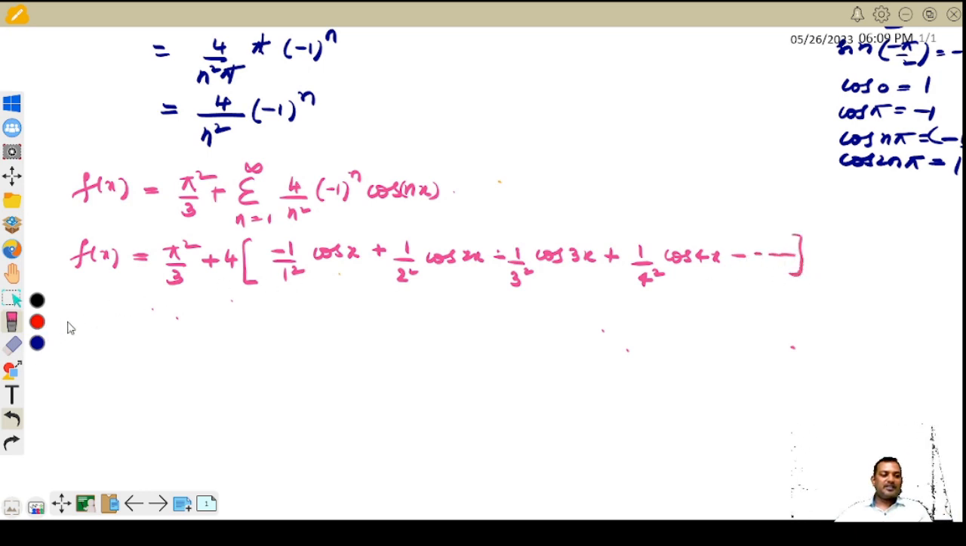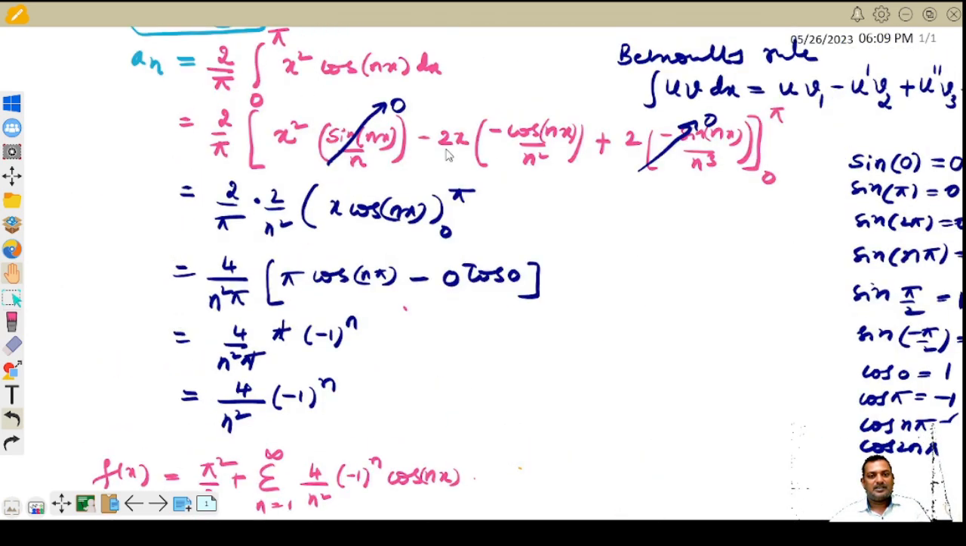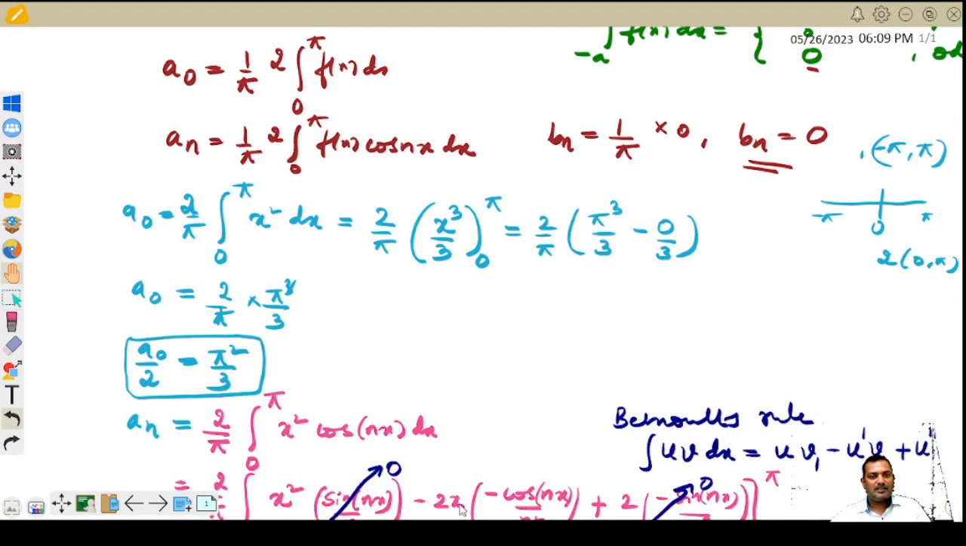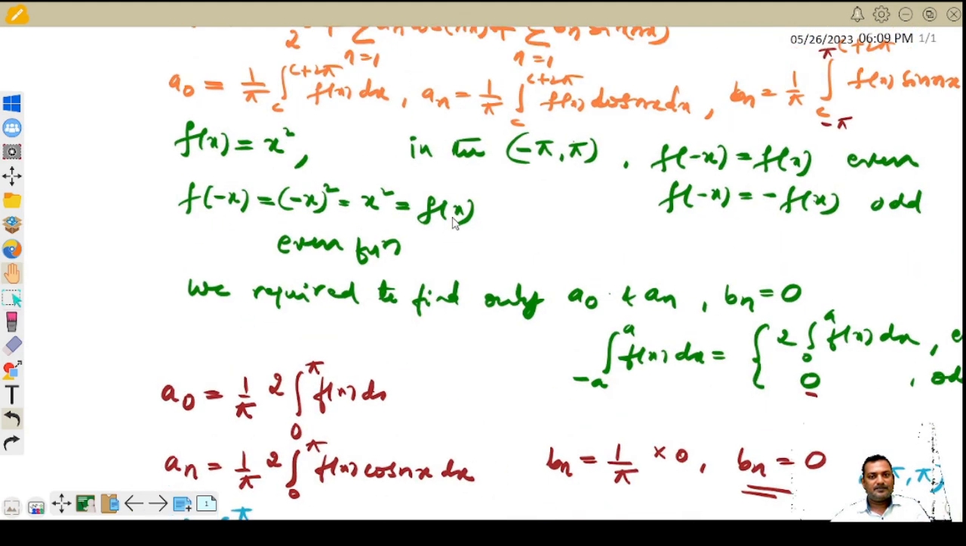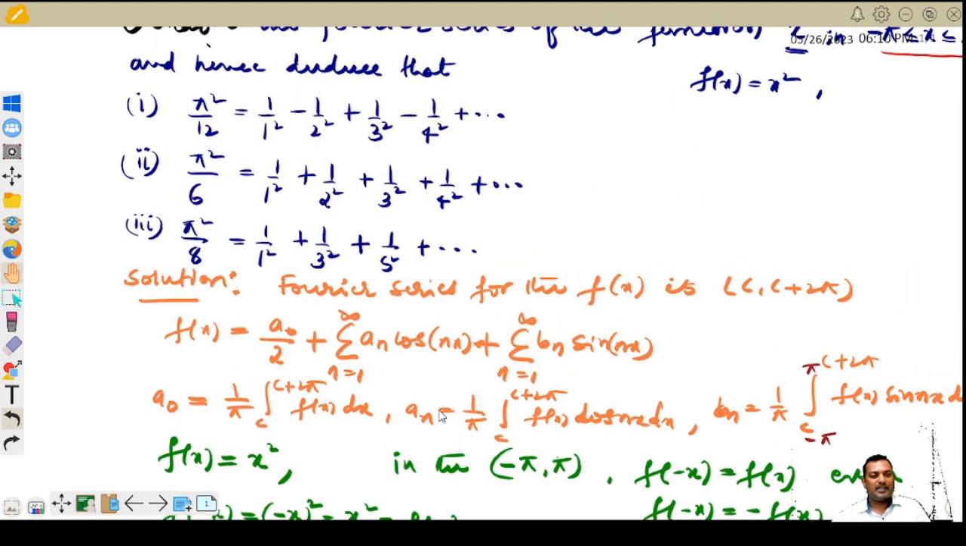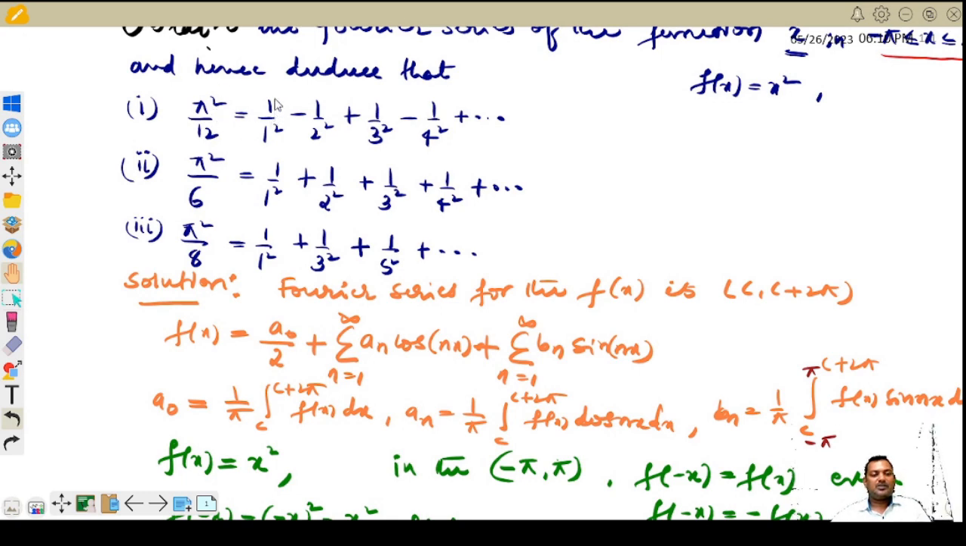Now, after getting this step, to get the first series, as you know already, what is the first series, student? The first series is: pi square by 12 is equal to 1 by 1 square minus 1 by 2 square plus 1 by 3 square minus 1 by 4 square plus so on. Okay, we need to deduce this series.